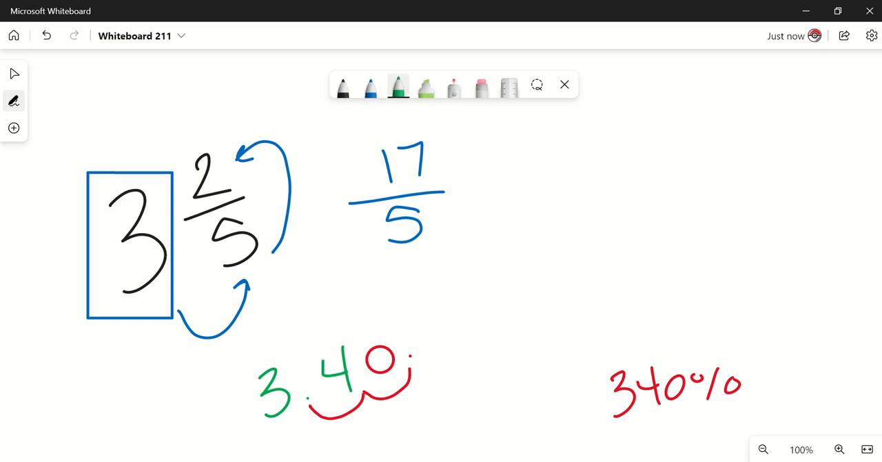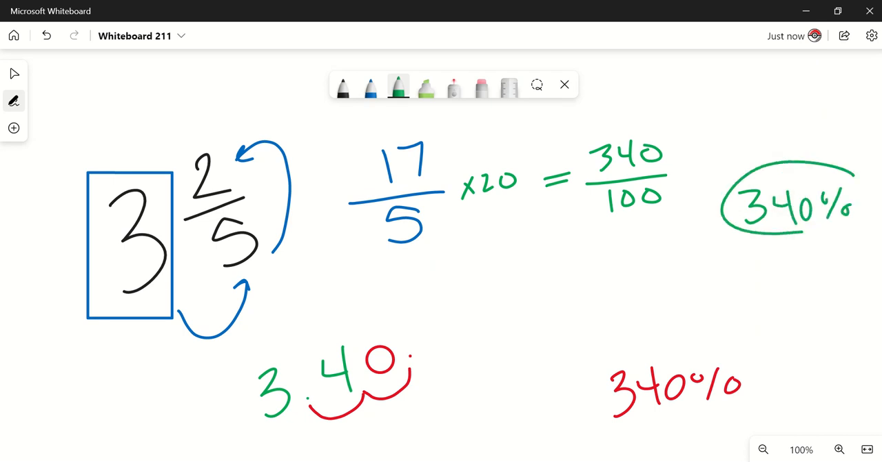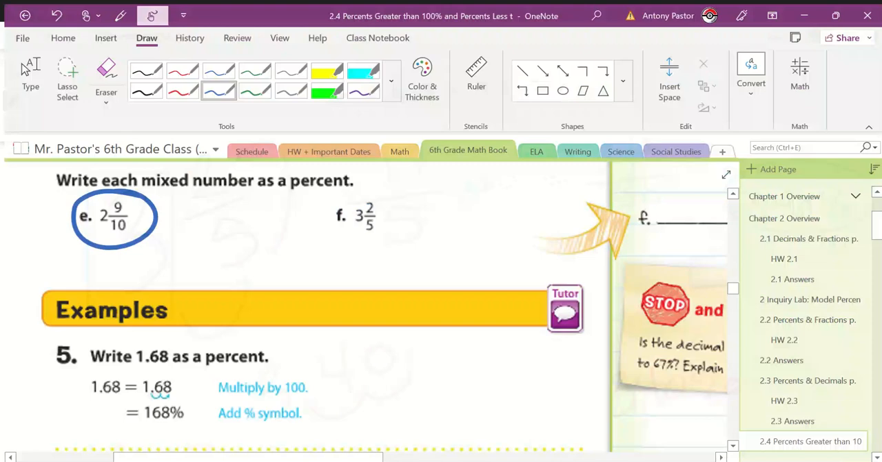Now, you can do two things. If you know to turn the 5 into 100, you'd multiply it by 20. So it'd give you 100. And 17 times 20. 17 times 2 would be 34. Annex a 0, and it'd be 340. 340 over 100 would still give you 340%. So either way would have worked. All of these ways would have worked.